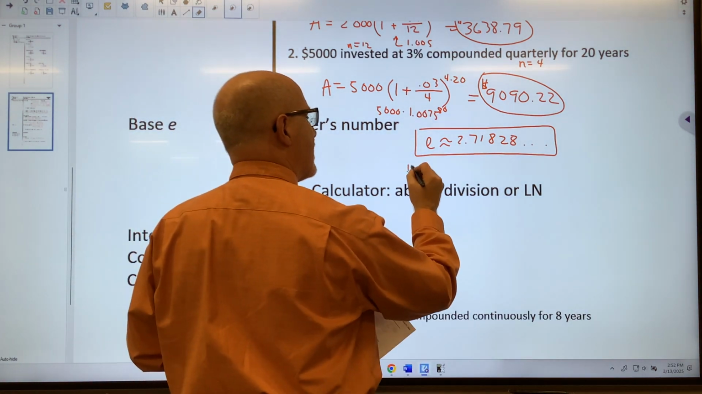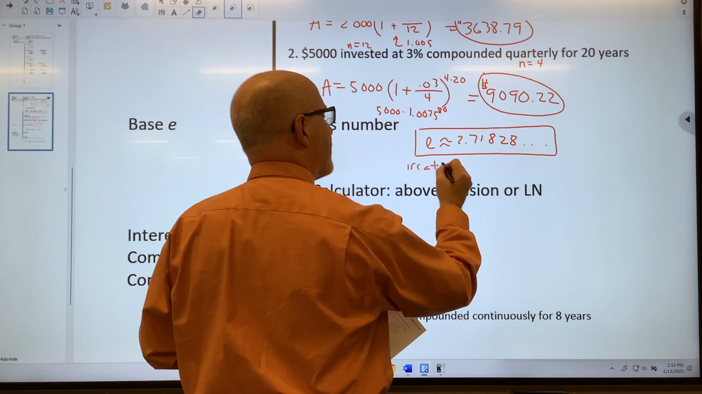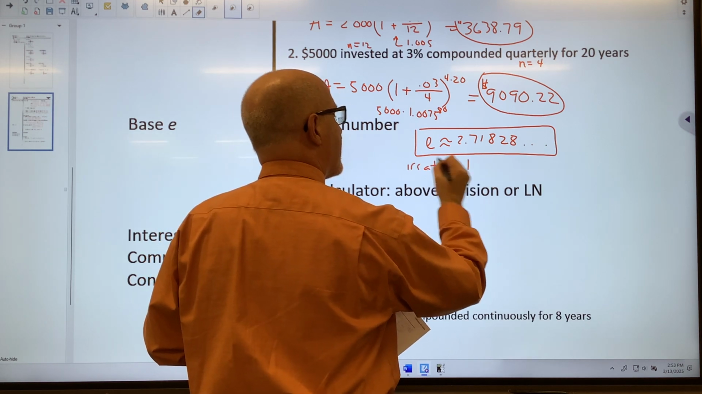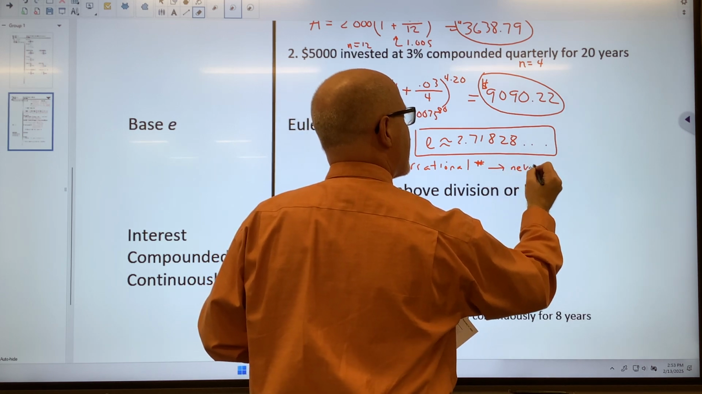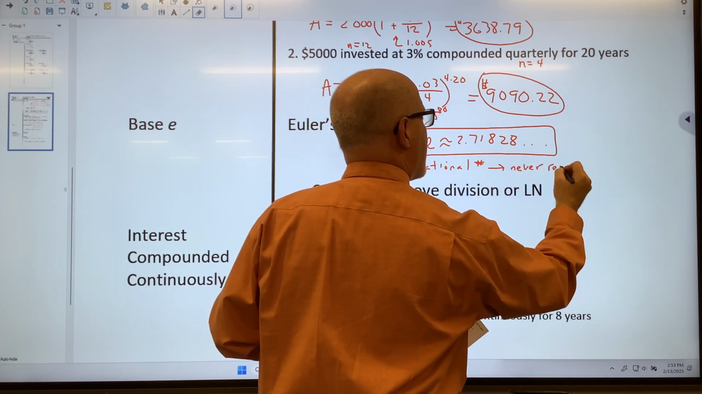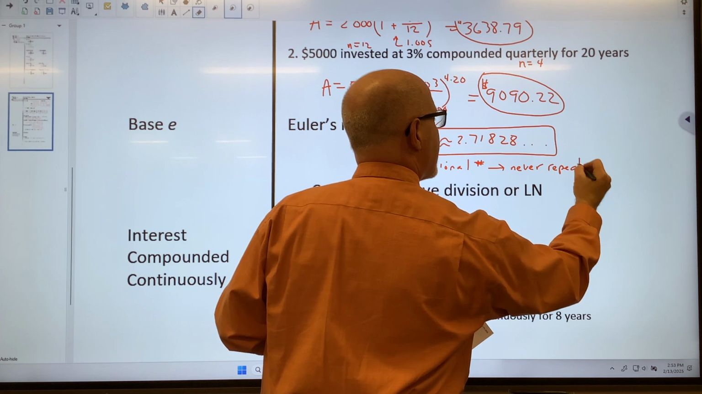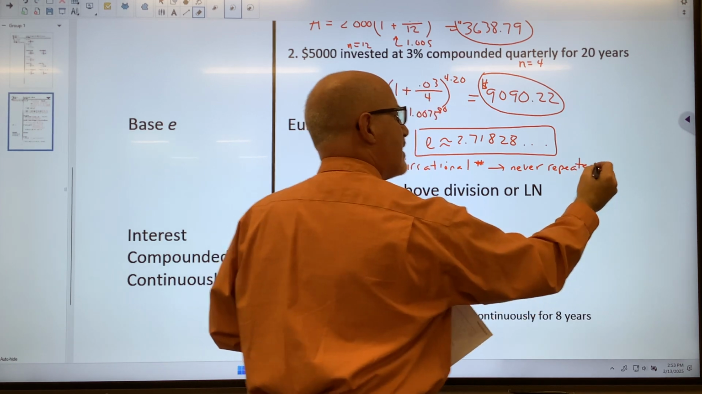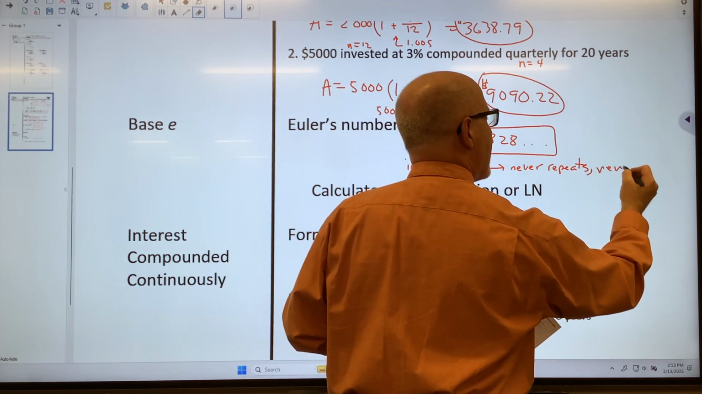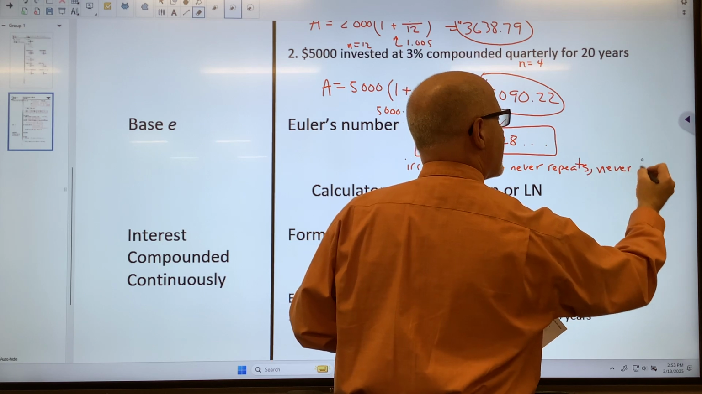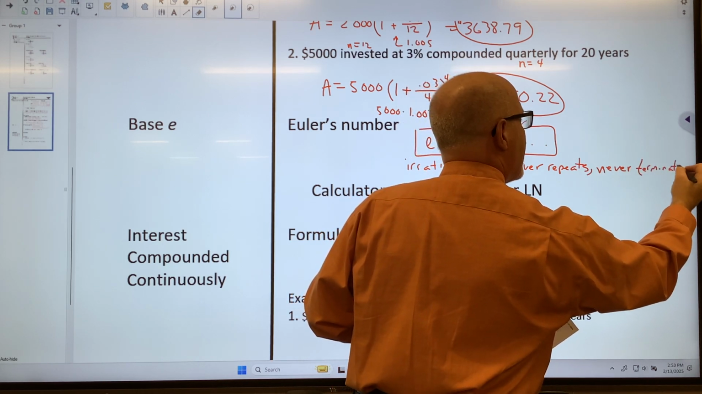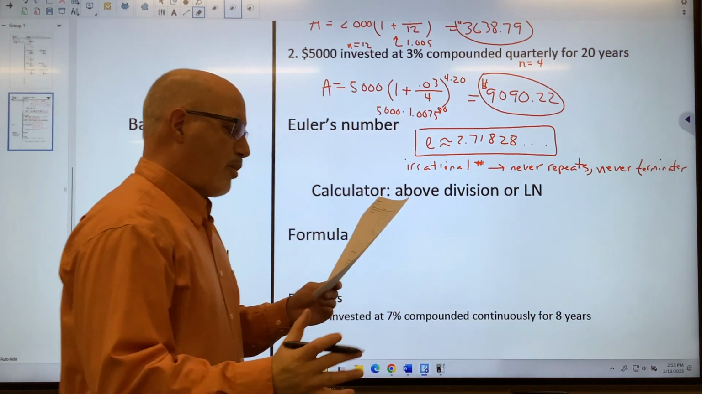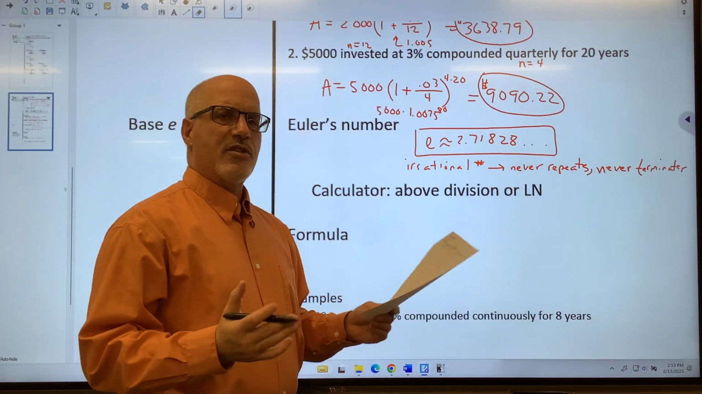It has its applications in other areas. Remember that this is an irrational number. It never repeats or terminates, never ends. Okay, that's an important number, and it comes from these interest rate problems.